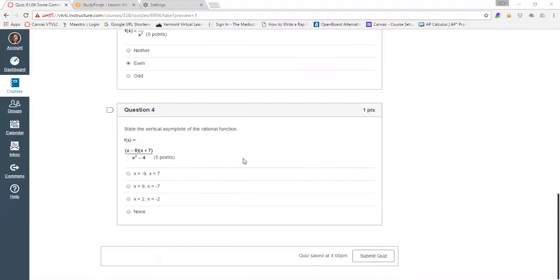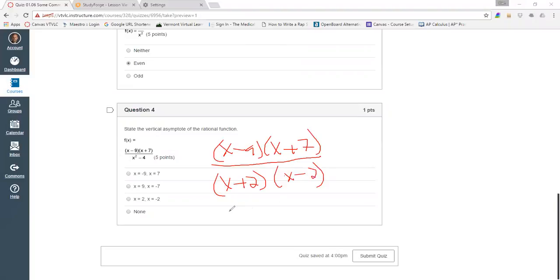Then the vertical asymptotes of this are where the denominator is equal to 0 and there's not a common factor. So I'm going to factor that denominator. The numerator is already factored. So x plus 2, x minus 2 is how that x squared minus 4 factors. And that, of course, is equal to 0 at negative 2 and at positive 2. And the numerator's zeros are where the zeros are, and since there are no common factors, none of these are holes. So the correct answer for that is that one.